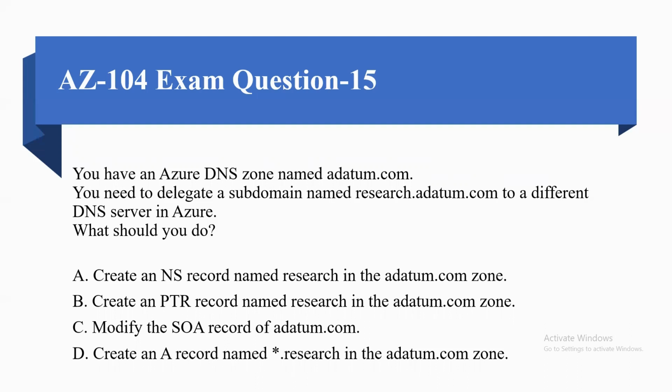Option B. Create a PTR record named research in adatum.com zone. Option C. Modify SOA record of adatum.com zone. Option D. Create a record named star.research in adatum.com zone. Correct option would be option A. Create an NS record named research in adatum.com zone.